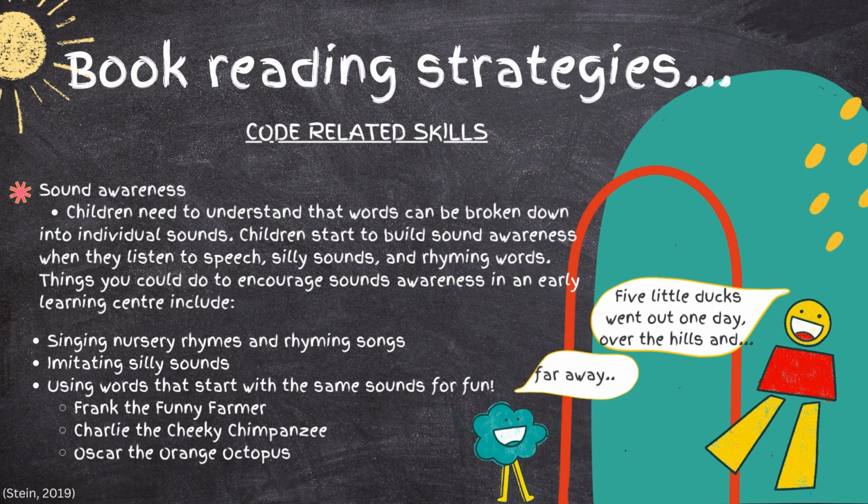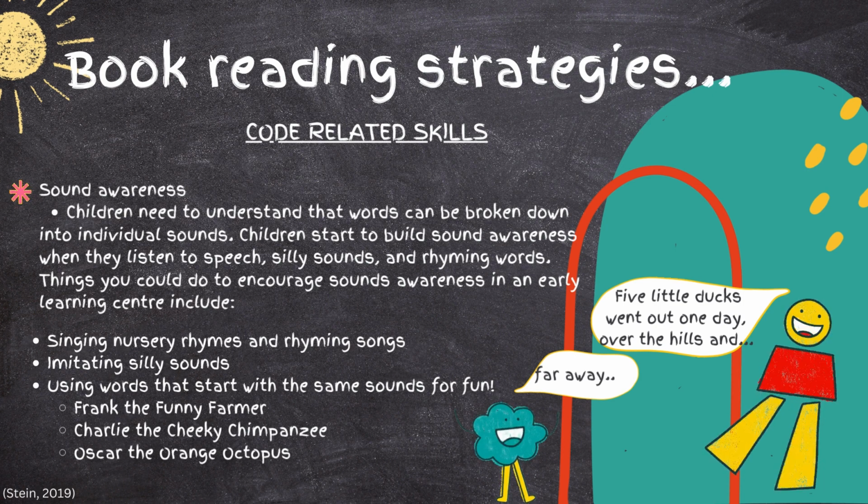Another skill is sound awareness. Although knowing the alphabet is important, children also need to understand that letters correspond to certain sounds in order to be able to sound out words and spell. This means that children must first realise that the speech that they hear can be broken down into individual sounds. Children start to build sound awareness when they listen to speech and songs, and when they start to enjoy or copy silly sounds, rhyming words, or words that start with the same sounds.